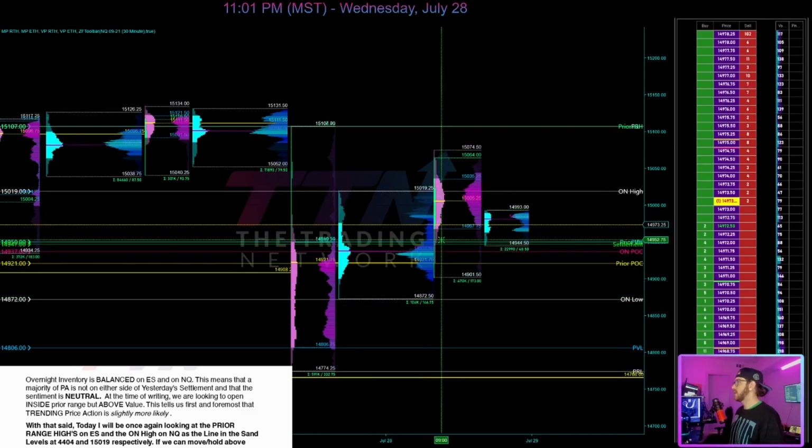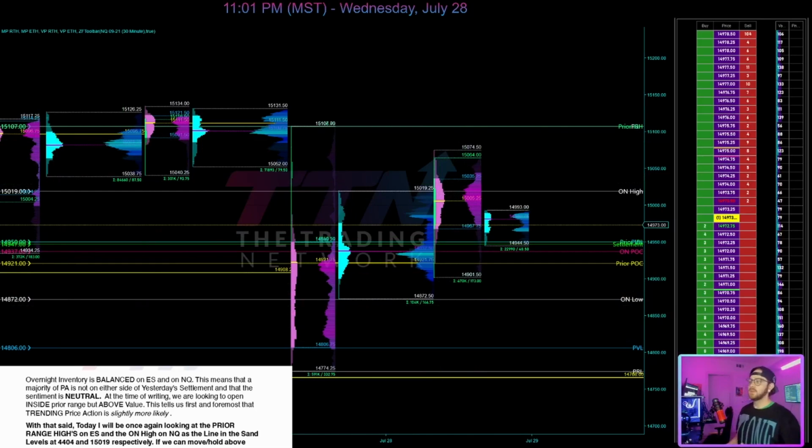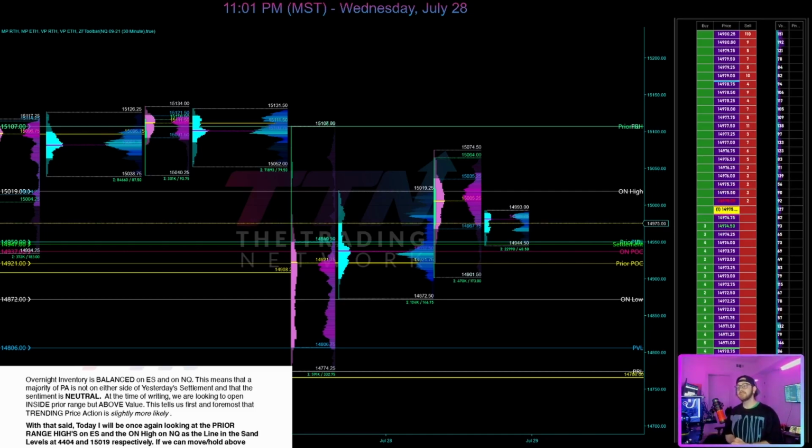We got pushed down back below. And again, we continue to range on NQ as well. So you can see that I mentioned that this balanced profile means that a majority of PA is not on either side of yesterday's settlement and that the sentiment is neutral.